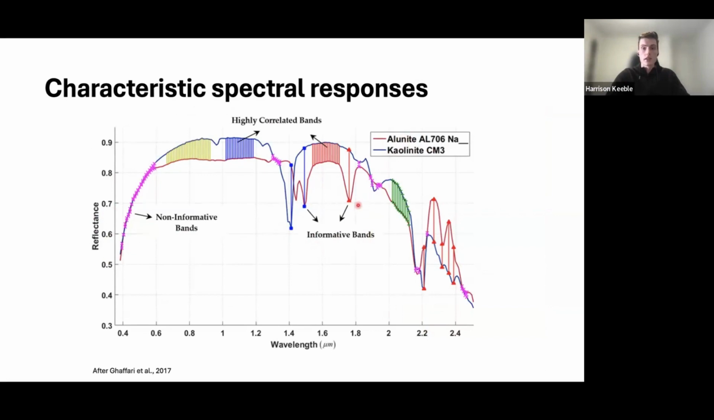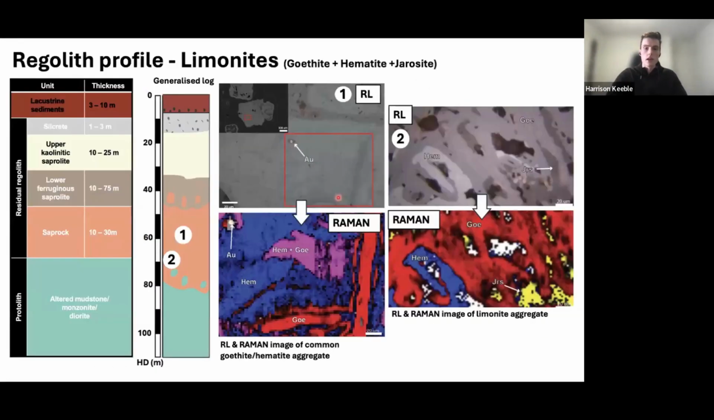Here you can see the difference between alunite and kaolinite, as the spectra are quite different. The blue here is the kaolinite, and the red is the alunite. This led us to use a special infrared technique, Raman spectroscopy. It doesn't really matter what that is exactly, but it allowed us to create these maps.